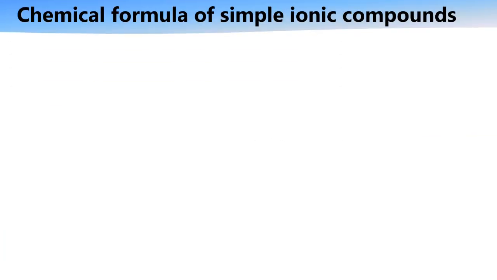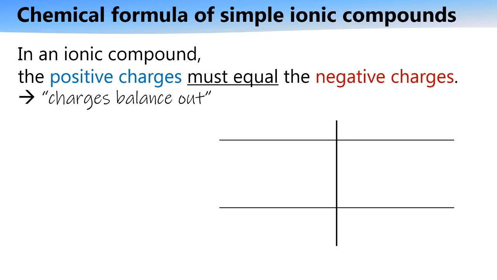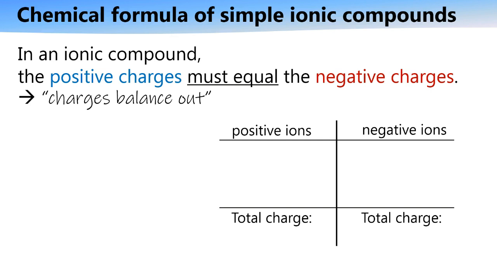All right, so how do we determine the chemical formula of simple ionic compounds? In an ionic compound, the positive charges must equal the negative charges. In other words, the charges must balance out. So what do I mean? Before that, let's draw a rough table to determine whether the charges balance out. So I have positive ions on the left side and negative ions on the right side. And we shall determine the total charge. And the charges must balance out.